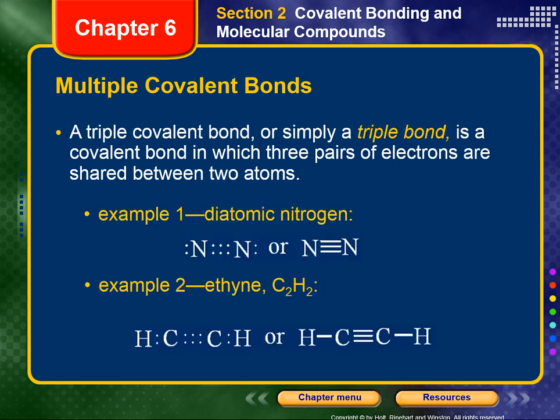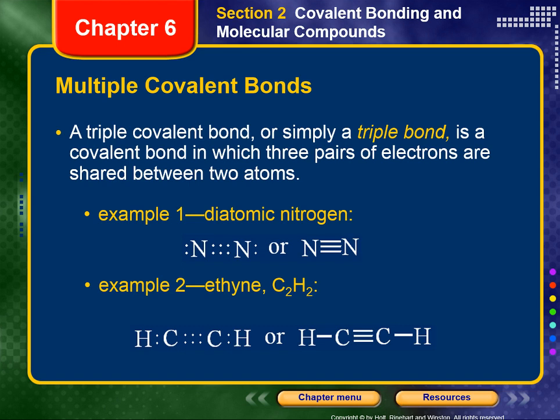A triple covalent bond, or simply a triple bond, is a covalent bond produced by the sharing of 3 pairs of electrons between 2 atoms. For example, elemental nitrogen, N2, like hydrogen and the halogens, normally exists as diatomic molecules. In this case, however, each nitrogen atom, which has 5 valence electrons, acquires 3 electrons to complete an octet by sharing 3 pairs of electrons with its partner.